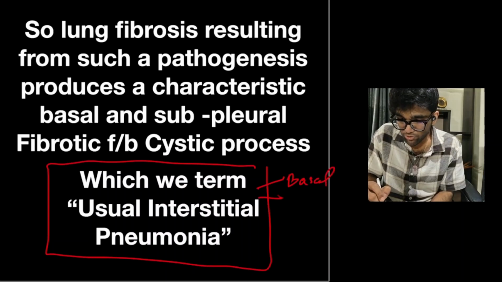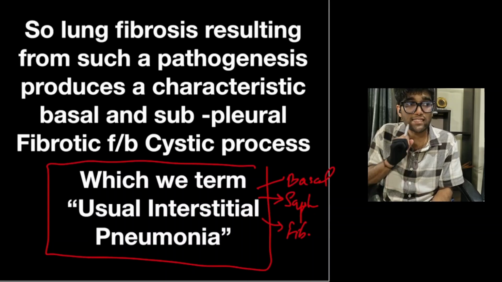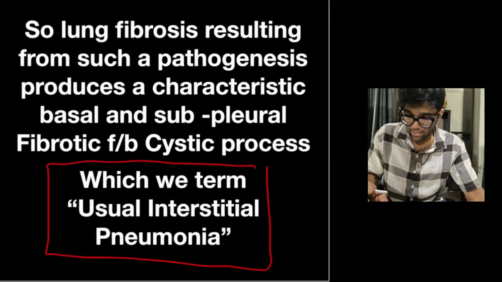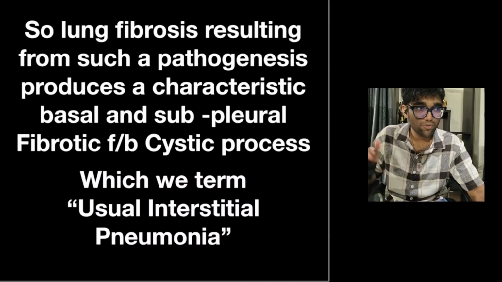It should be subpleural, and initially it can be fibrotic, but eventually there will be subpleural and basal predominant cystic change. And we'll see in our next discussion on the radiological aspects of this that this is actually what the Fleischner Society guidelines also prescribe as diagnostic criteria for the same.